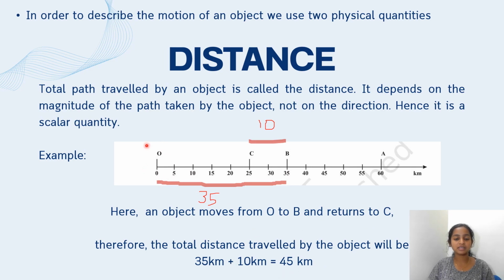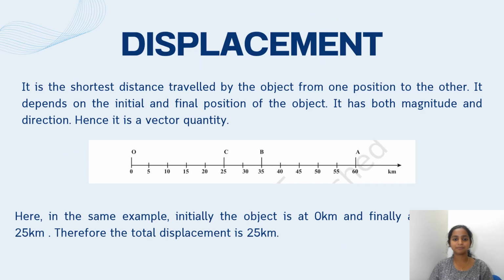So first the person was at this position 0. Then he traveled along this straight line and he reached this position 35. That is, he covered 35 kilometer. Then from B, he is going back to C. That is, from 35 to 25. Then 10 kilometer he traveled again. So 35 plus 10 kilometer will give you 45 kilometer. So what is the total distance covered by the person? It is 45 kilometer. Hope this concept of distance is clear.